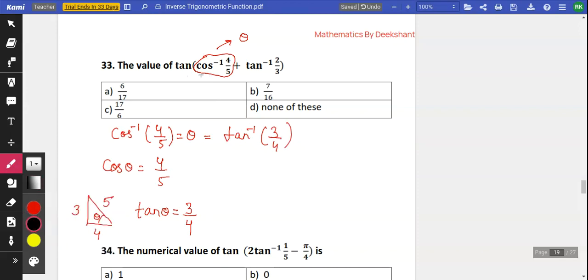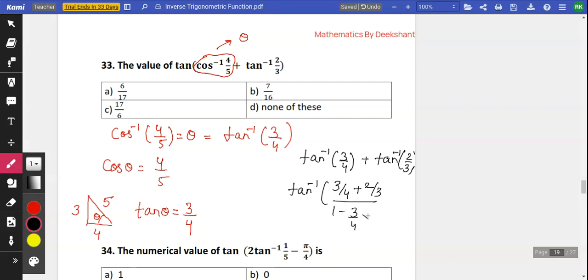First we try to find tan inverse 3 upon 4 plus tan inverse 2 by 3. Basically it becomes tan inverse of A plus B upon 1 minus A into B.